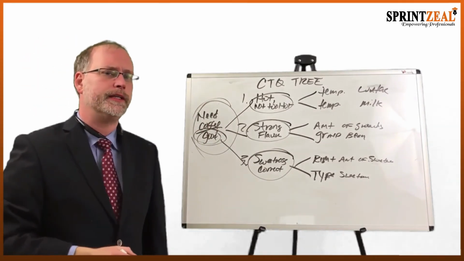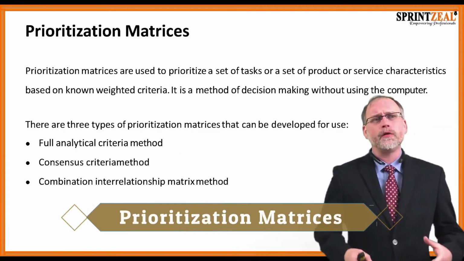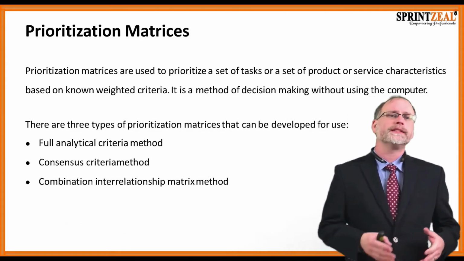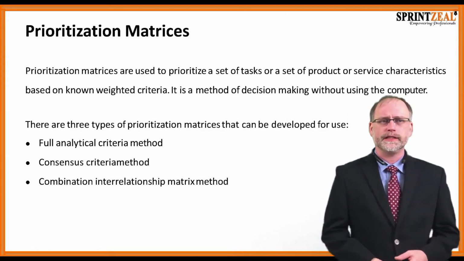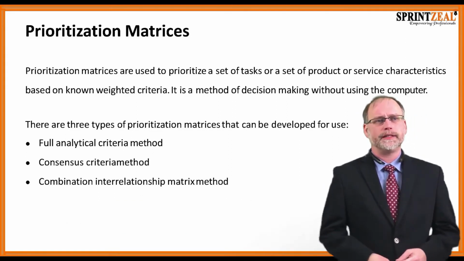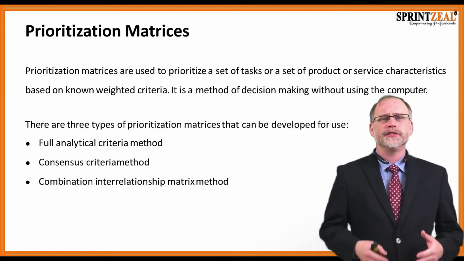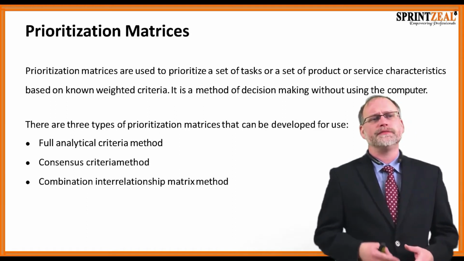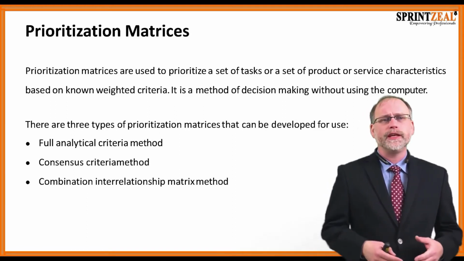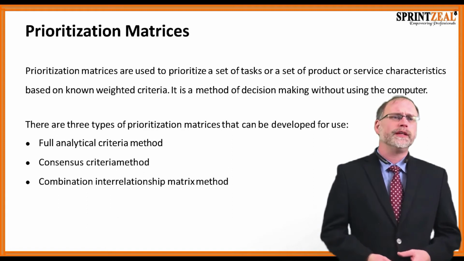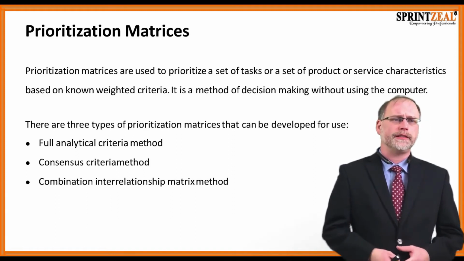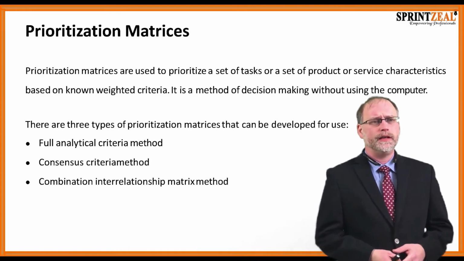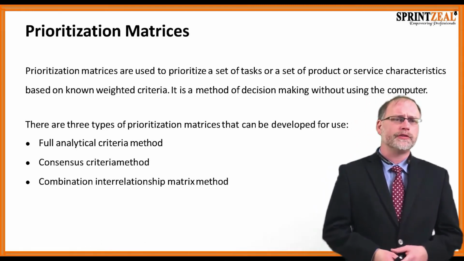And that is the tree diagram. So prioritization matrices are used to prioritize a set of tasks or a set of product or service characteristics based on known weighted criteria. It is a method of decision making without using the computer. Now there are 3 types of prioritization matrices that we can use to develop. The first one is something called the full analytical criteria method. Then we have the consensus criteria method, and then the combination interrelationship matrix method.